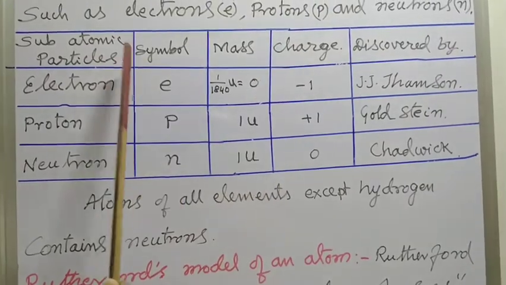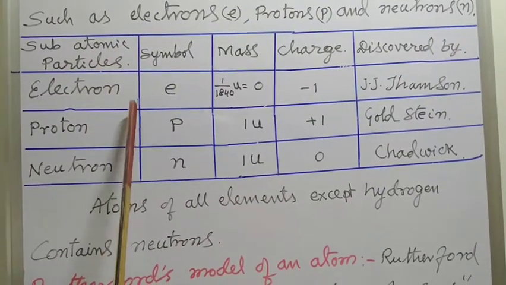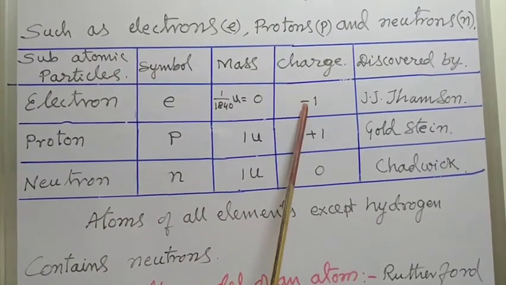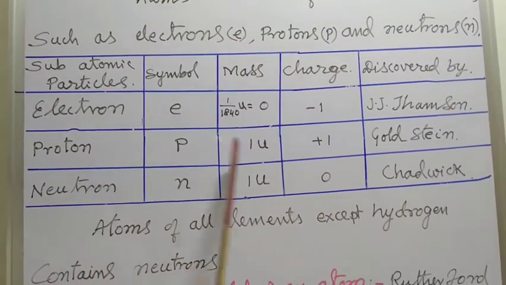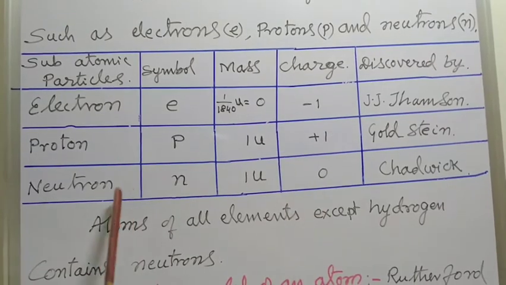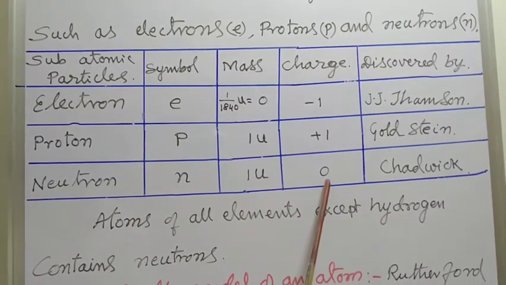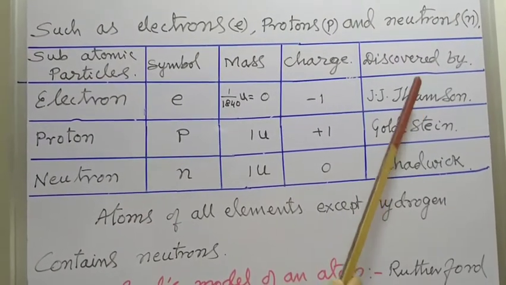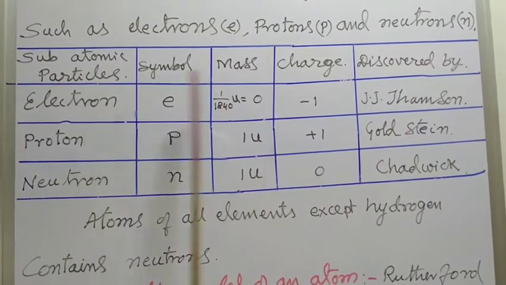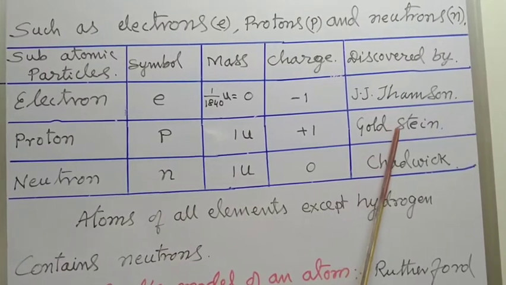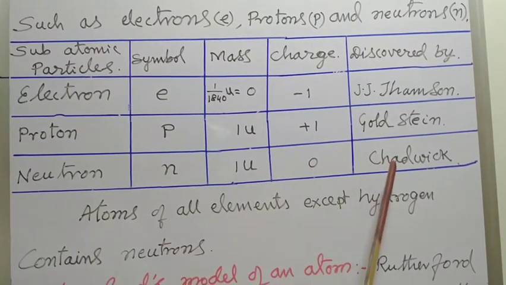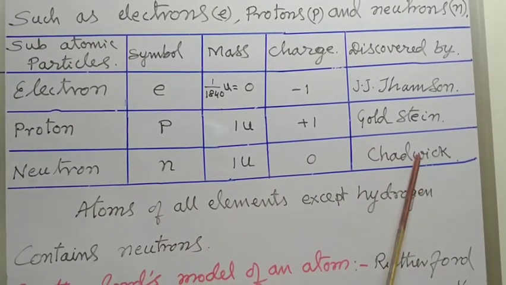Charge of the subatomic particles. Electron charge is negative, that is -1. Proton charge is +1. There is no charge for neutron. Electron discovered by J.J. Thomson, proton discovered by Goldstein, and neutron discovered by Chadwick.